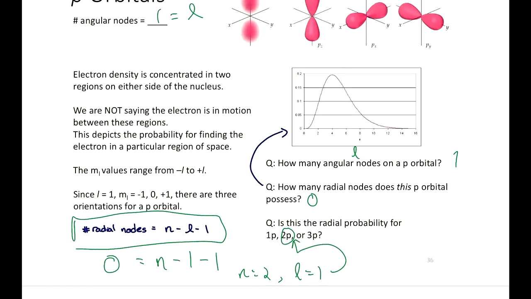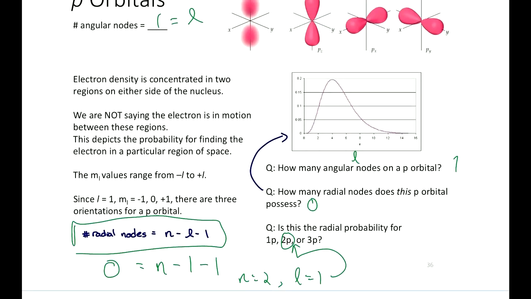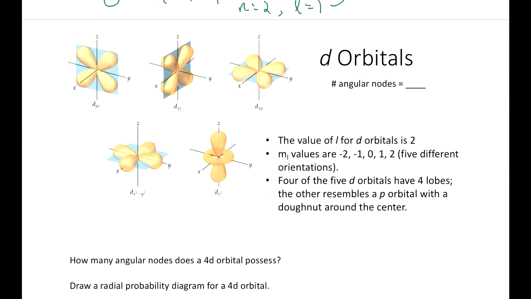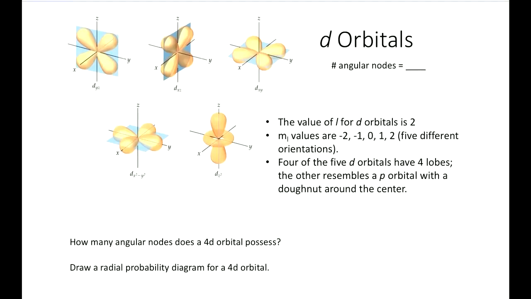Okay, so I've been throwing around the term nodes a lot. We have angular nodes, which are related to L. Radial nodes are related to our radial distribution function, the probability of finding an electron based upon its distance from the nucleus.